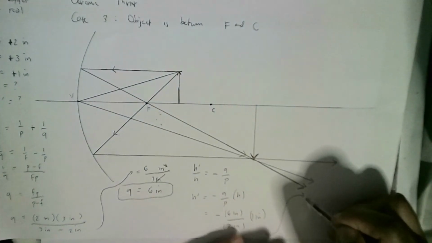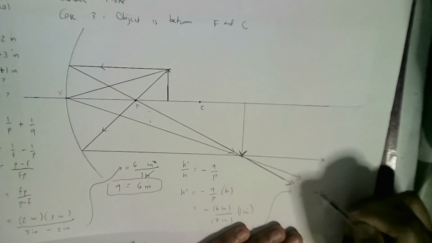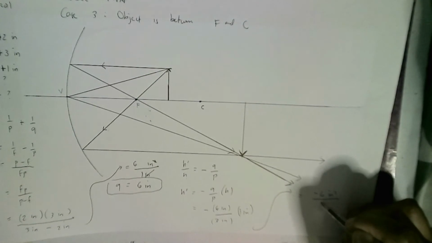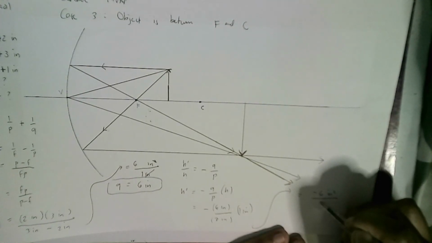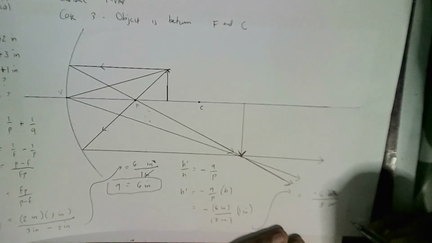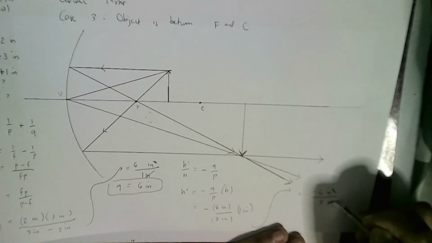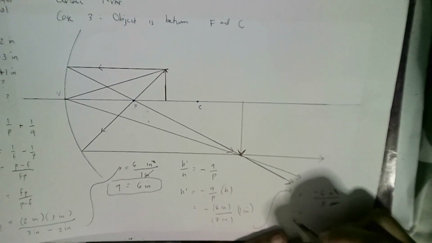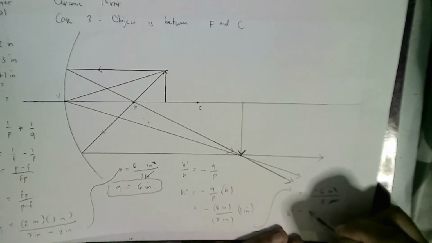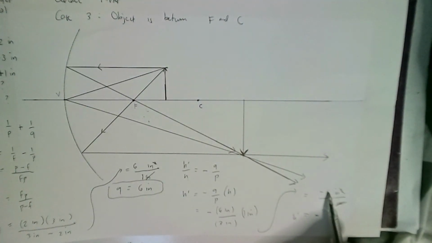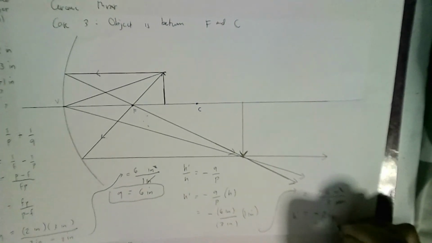So from there, you will have negative 6 inches squared over 3 inches. And again, the inch here will cancel out with one of the 2 inches unit here. And then that gives you the H prime finally to be negative. See? That's negative 6 over 3, negative 2 inches.